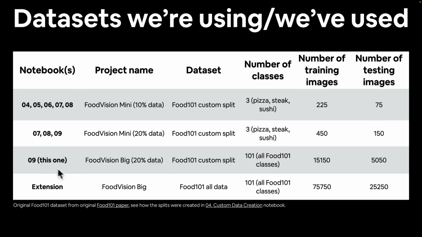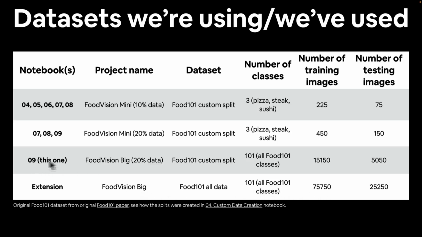Now we're up to section number 9. We're going to create a subset called Food Vision Big 20% data, which is of course a custom split of Food 101 with 101 classes rather than 3. So that's a big upgrade here. And then of course, we're going to go from 450 images to just over 15,000 training images, and from 150 testing images to just over 5,000. And now my challenge to you is, after we've worked through this problem, to go on and do the extension on your own: train Food Vision Big on all of the data.